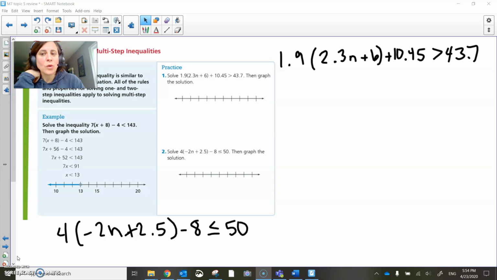So our goal here is to figure out what number you could put in for the letter N and still have this be a true statement. And the way it looks to me, the whole left-hand side of that equation that looks so gross, I just want to make sure it's bigger than 43.7, right?